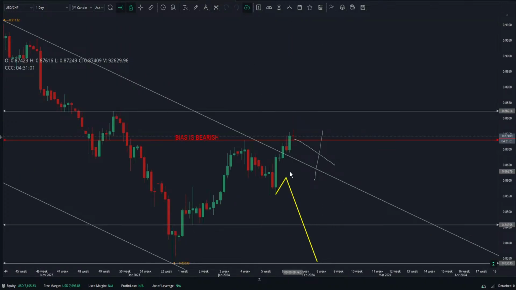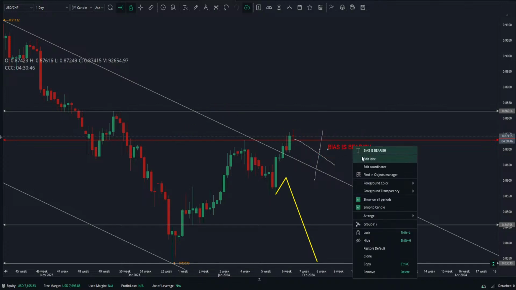USD CHF, although the bias was bearish, now the price is making higher highs and higher lows. So I have become bullish on this one, but the resistance of 0.8821 is very close. So I'm not trading this market, although the bias is now not bearish, it is bullish.